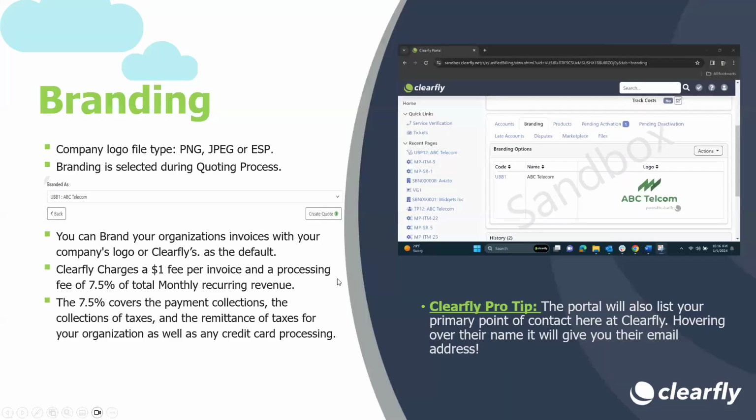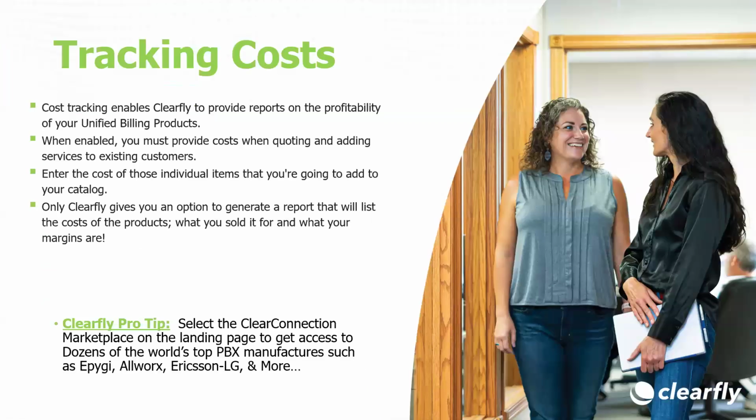You can brand your organization's invoices with your company's logos or Clearfly as the default. Clearfly will charge a $1 fee per invoice and a processing fee of 7.5% on the MRC. The 7.5% will cover payment collections, the collections on taxes, the remittance of taxes, and any credit card processing. So that's kind of the value you get with what that fee is.